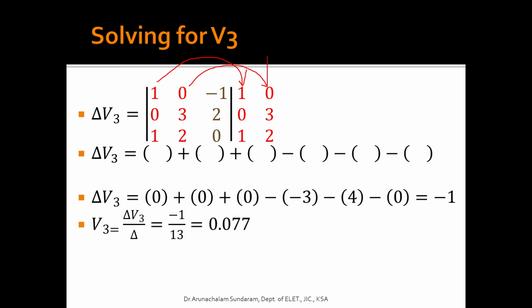Now what is V3? Delta V3 by delta. What is delta V3 here? Delta V3 is minus 1. So minus 1 by 13 is 0.077.